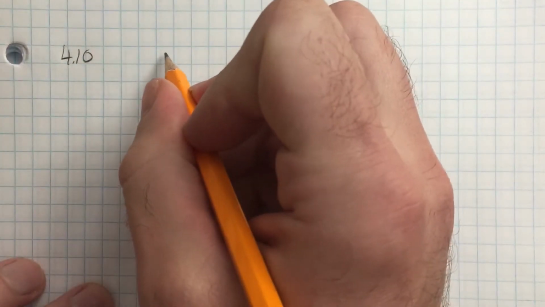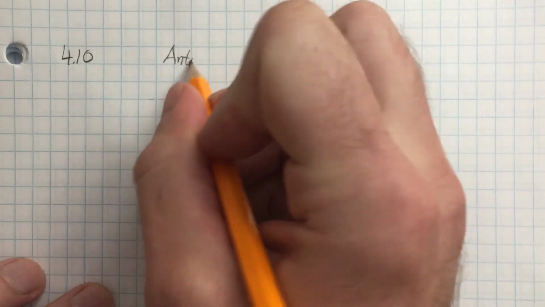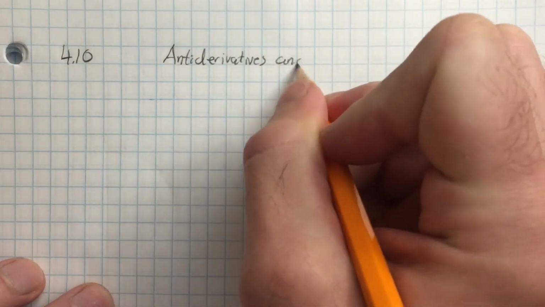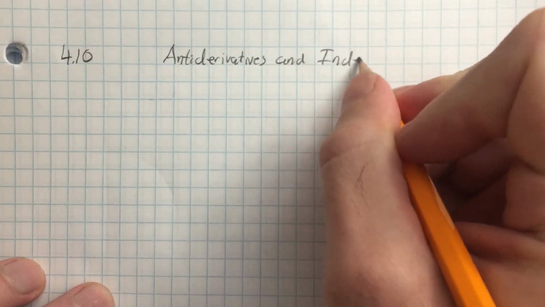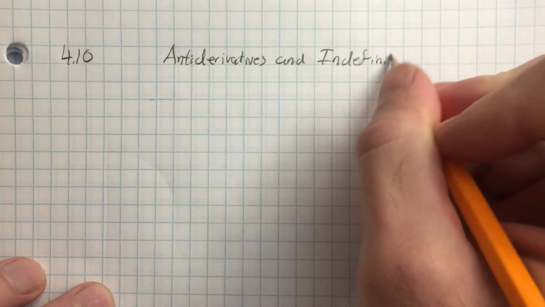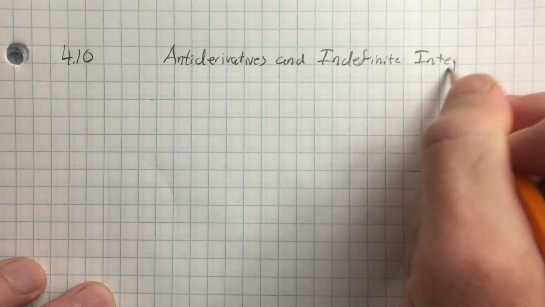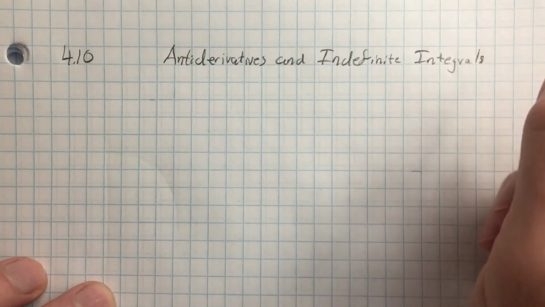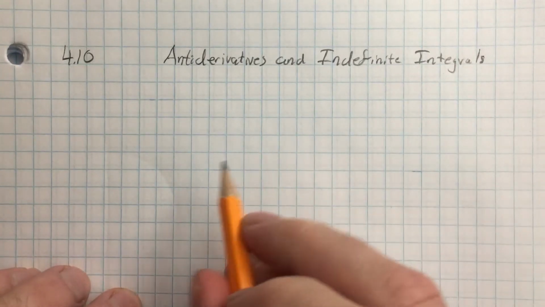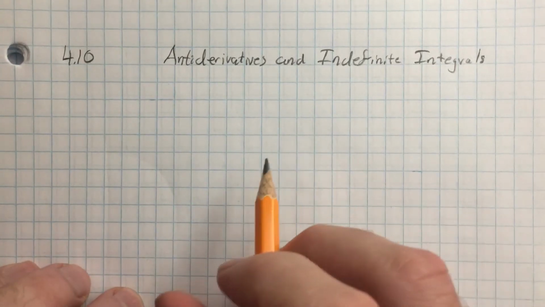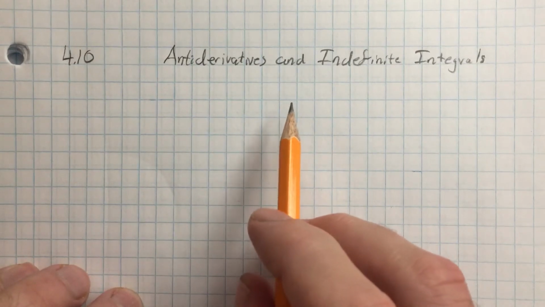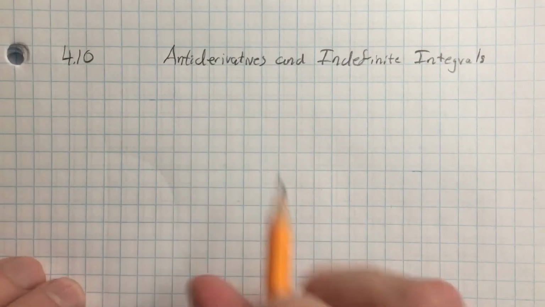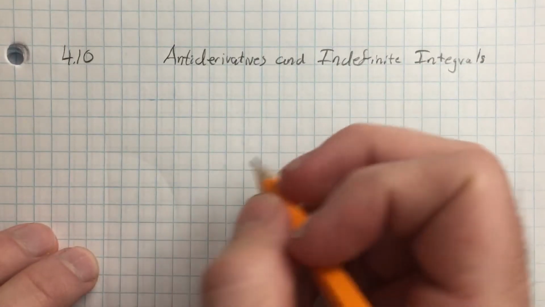4.10, antiderivatives and what are called indefinite integrals. So we're trying to move forward into 5.3, where we can speak about the fundamental theorem of calculus, and that will be more easily explained if we have an idea of what's called an antiderivative. So in 4.10, that's what's talked about.